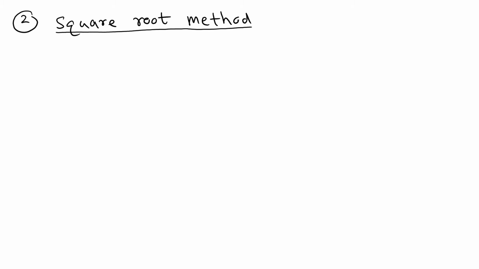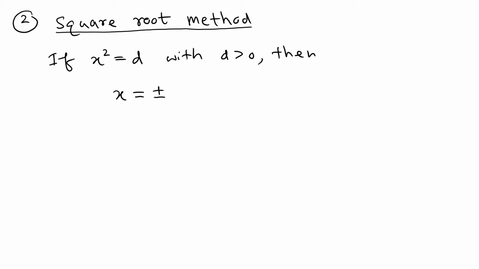Square root method. So what we can do here is, if x squared equals d, a number with d greater than 0, it's actually greater than or equal to 0, then you can take the square root. So x is simply plus or minus the square root of d. So that is the square root method.